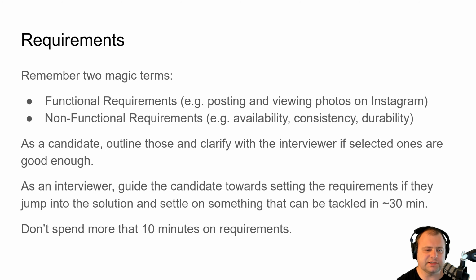Let's talk about requirements. That's what you should start with. So remember two magic terms: functional requirements and non-functional requirements. Functional requirements are basically what the system does, for example, posting and viewing photos on Instagram. And non-functional requirements are about how it does it and some properties, like availability, consistency, durability. As a candidate, I outline those and clarify with the interviewer if you picked the good ones and if something is missing. Make sure to clarify what's needed, what's not really needed.